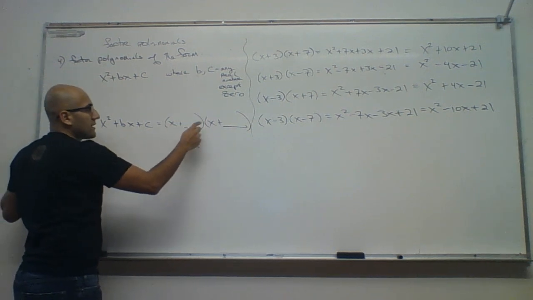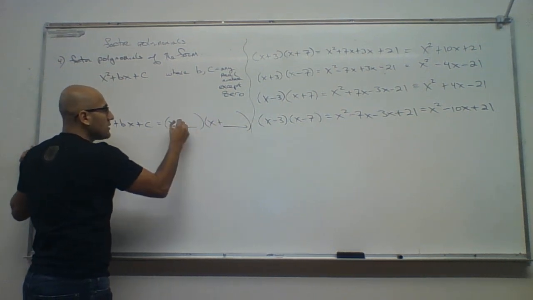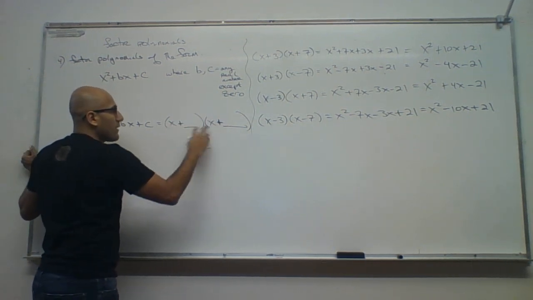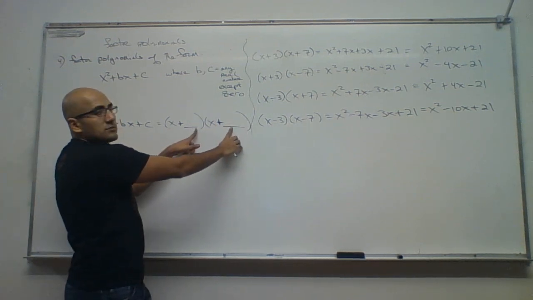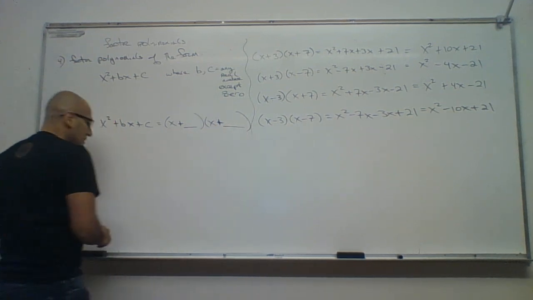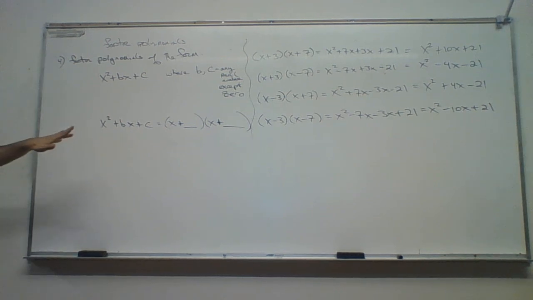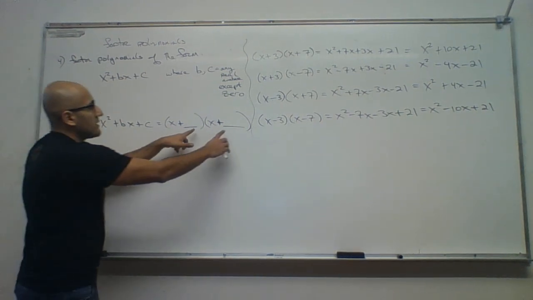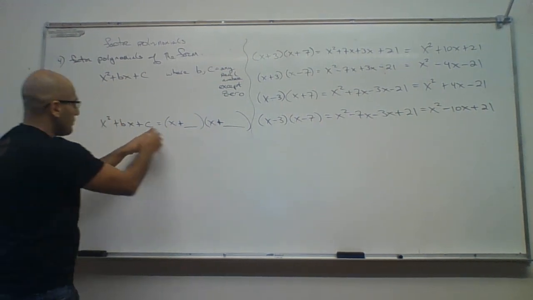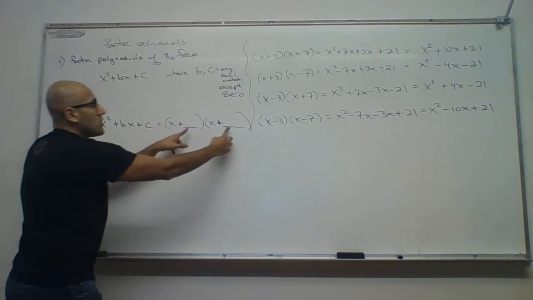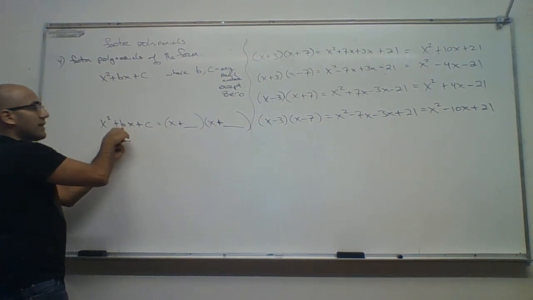X plus blank times x plus blank. Now, I always put pluses here, but I'm open to the possibility that these might be negative numbers. Right? So I need 2 values there, 2 blanks. And I know that the pattern is that these 2 blanks multiply to this one, and these 2 blanks add to that one.